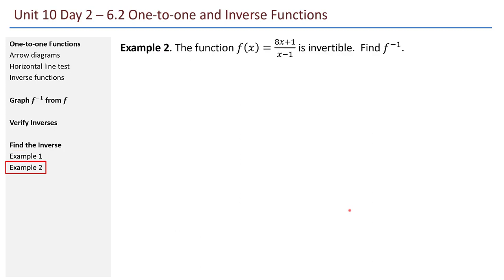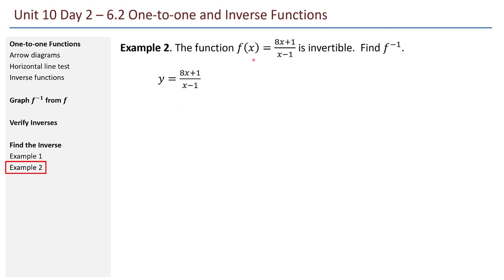Here's one last example. And I encourage you to pause the video and try this as we go, or at least try the steps. As I go, pause and see if you can figure out what the next step will be. All right, let's begin. Here's my function, f of x equals 8x plus 1 over x minus 1. And I claim that it is invertible. Let's find f inverse. What's the first step?